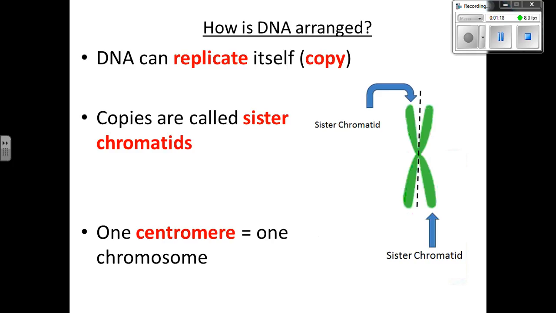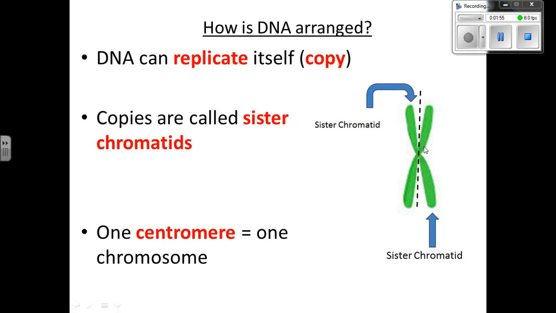If we want to look at how this chromosome is arranged, we first need to look at how DNA copies itself. The word we use to say that DNA is going to copy itself is replicate. DNA can replicate itself, meaning that it can make an exact copy of itself. Copies are called sister chromatids. If you look at the picture here, you have one chromosome here, and after it copies itself, you have a sister chromatid over here. And again, you have it held together by one centromere.